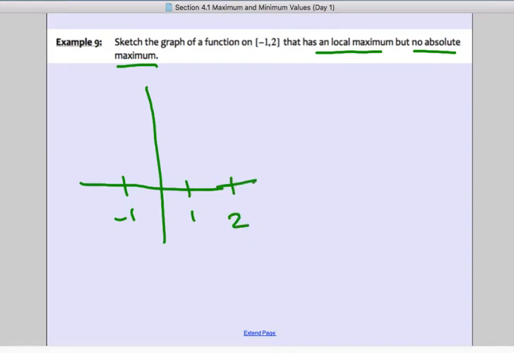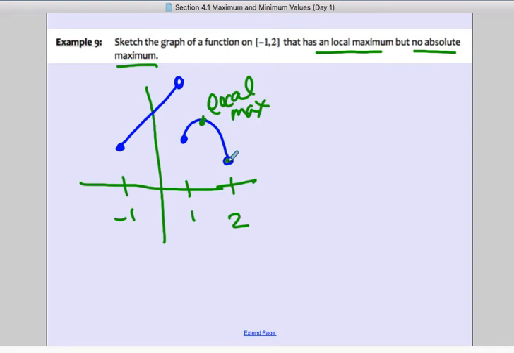One option would be that I have maybe a jump. Okay, let's think. If I go... okay, no absolute max. So it's an open circle. That'd be my highest point, so I'm not going to have an absolute max. But do I have a local max? Yes. Here would be my local max.